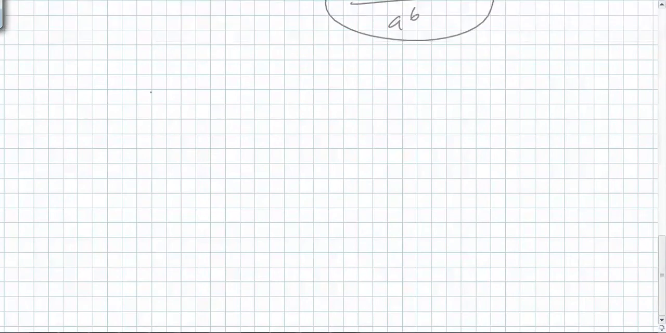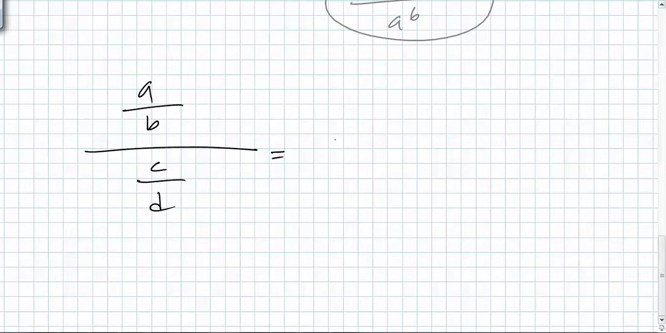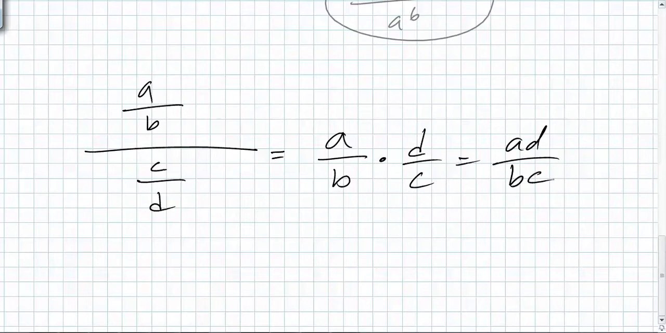So for example, let's say you had a over b all over c over d. What does that equal? A over b times what? D over c. So that's equal to ad over bc. Exactly. Just remember, when you're dividing by a fraction, you're multiplying by the reciprocal. When you divide by anything, you're multiplying by the reciprocal, right?